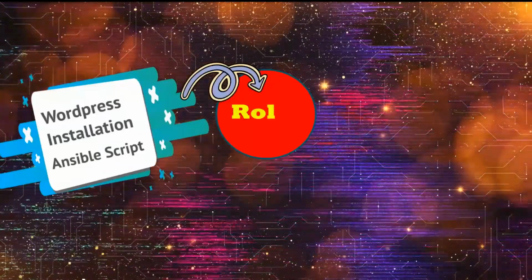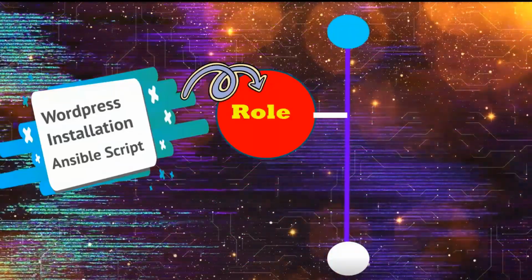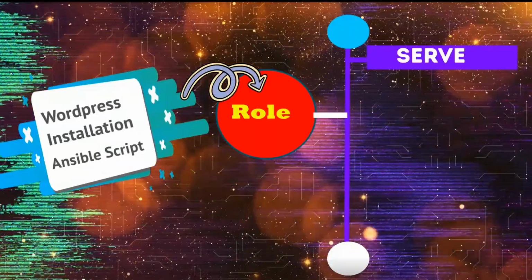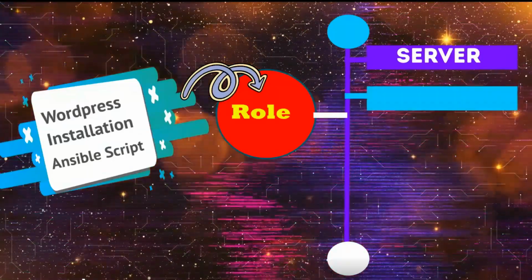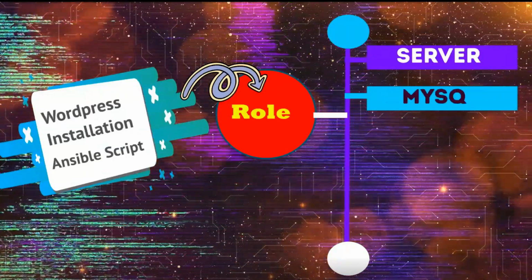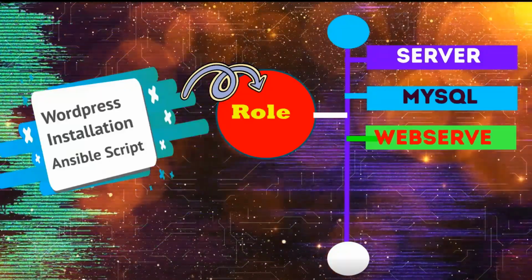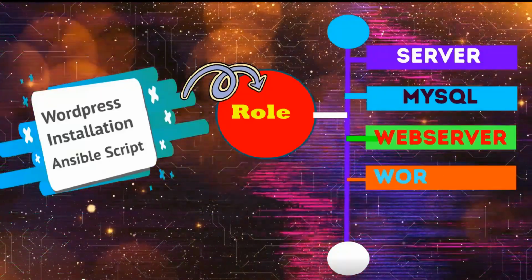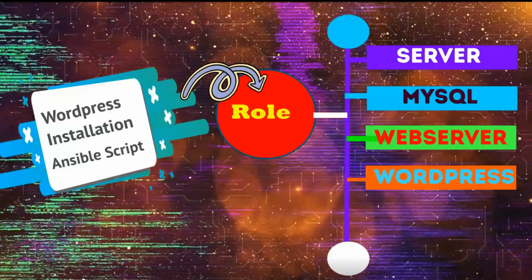WordPress installation script. We are creating 5 roles in the roles folder. In each role we are writing the required script. First role server, then MySQL, web server, WordPress, and services.